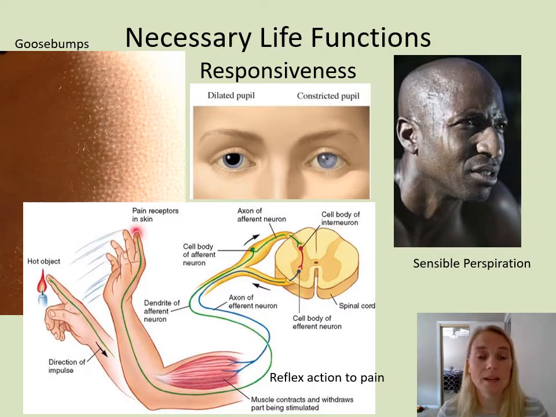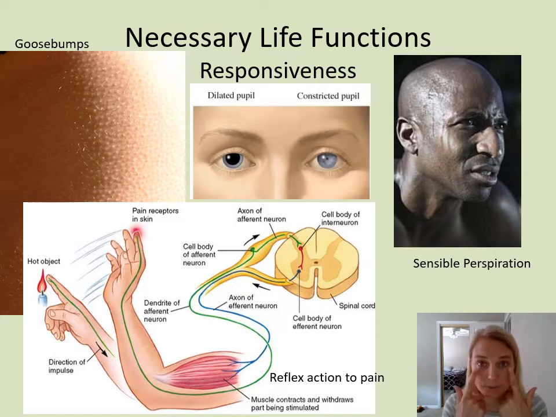Okay. The next one is called responsiveness. So as a living thing, we need to be able to respond to our environment. And there's lots of different ways that we can do that. So I've just shown a few examples. Goosebumps might show up if you are cold or nervous or scared. That also can come from your response to the situation of what's going on.